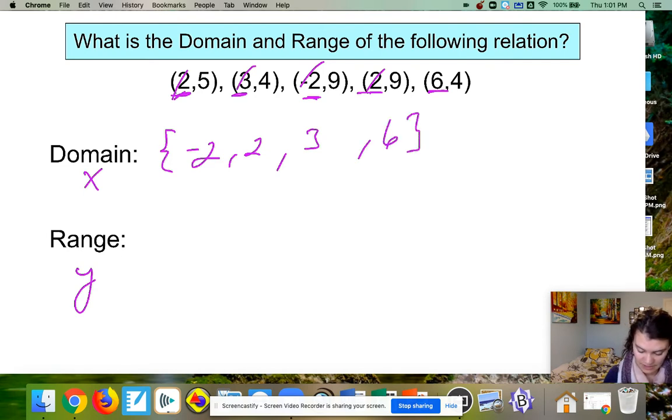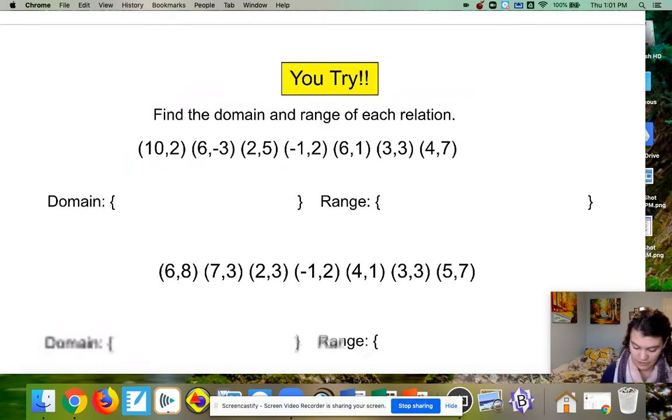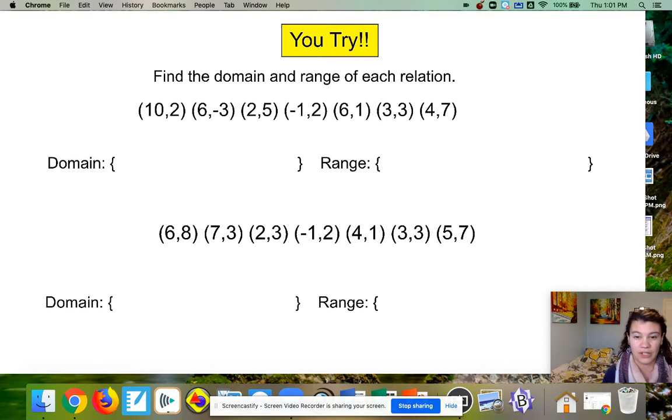The range then is the same idea, but the y values. So the smallest y value is 4. And then there's 5 and 9. So there's your domain and range for this function. So you try. Take some time, look at these, and write out the domain and range. Pause the video and try these on your own.